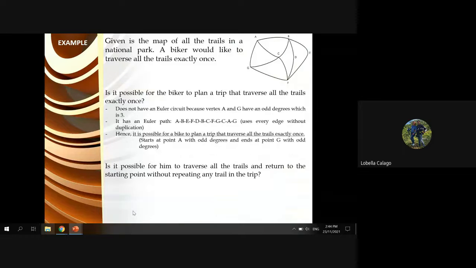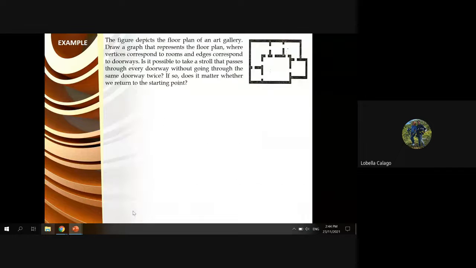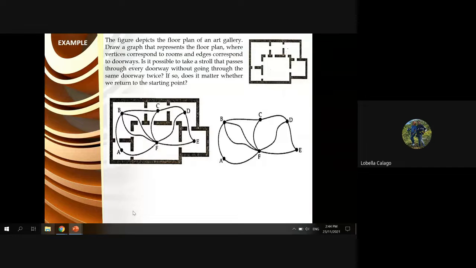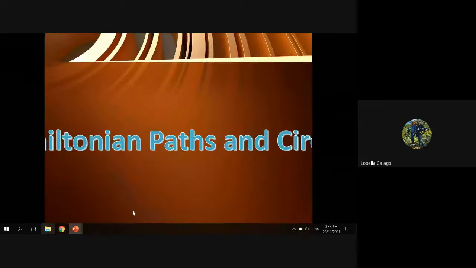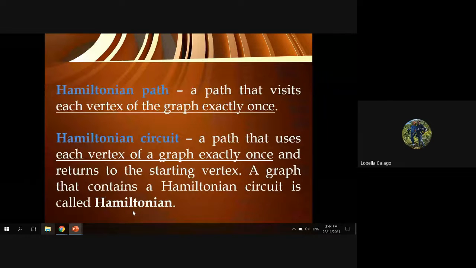So, I will not discuss this further. Now, we go to the Hamiltonian path and circuit. So, what is the difference between the Euler path and circuit and the Hamiltonian path and circuit? The Euler focuses on the edges.